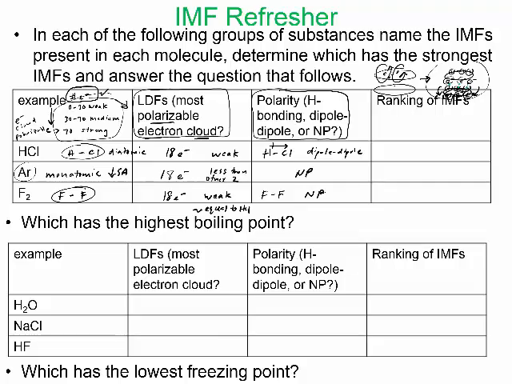So, ranking of IMF. HCl has several things going for it: the fact that it's diatomic, and it can do dipole-dipole. So this will be number one. We'll say number one is best IMFs, followed by fluorine as number two, and then argon should be the worst.